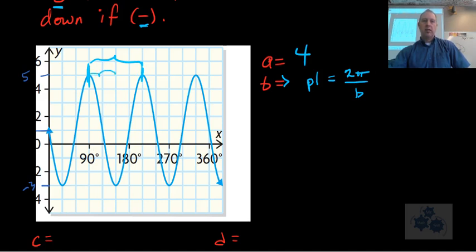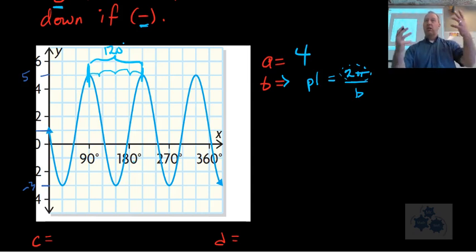It's 30, 60, 90, 120. Does that make sense? So this is 120 degrees. Now, got an issue. This is radians. Period length is in degrees. What do I do there?